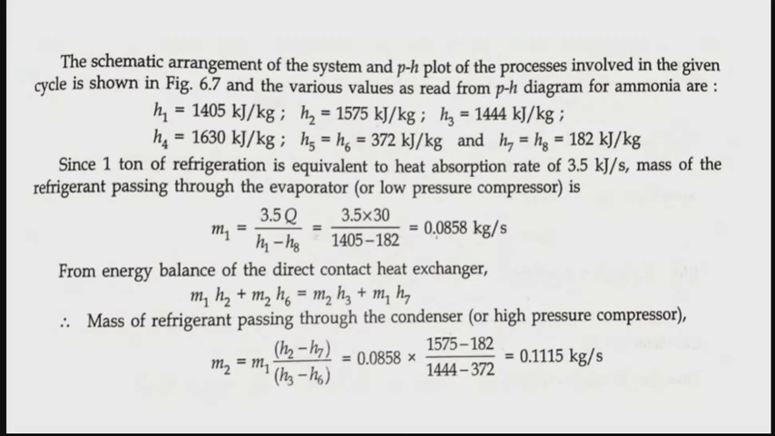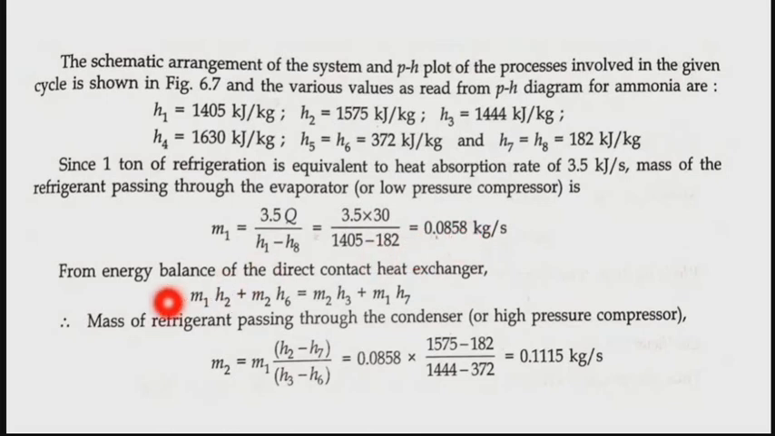Now, if 1 ton of refrigeration is equivalent to the heat absorption rate, then the mass M1 passing through is equal to 3.5 Q divided by H1 minus H8. That H1 minus H8 is the refrigerating effect, and you can see H1 is here and H8 is also here. When you put in these numbers, you can get the value of M1.